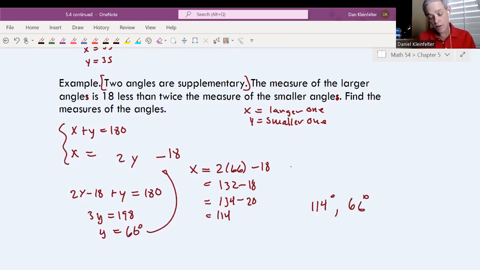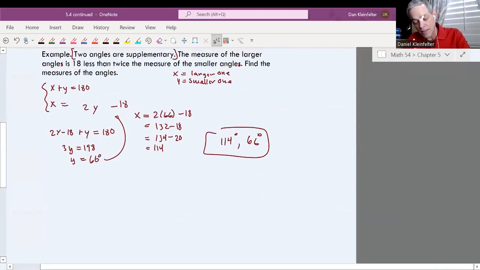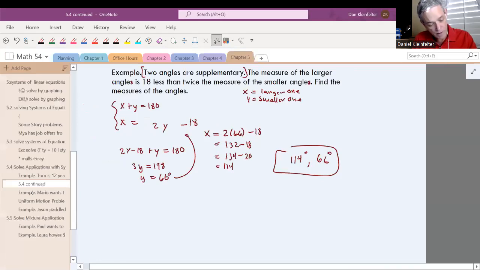Just to check, those two should add up to 180. And they do, and twice the smaller one less 18 does work out to be the larger one. So it does work out, 114 and 66. Some more examples to come.